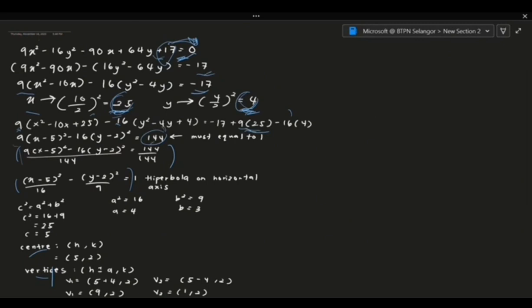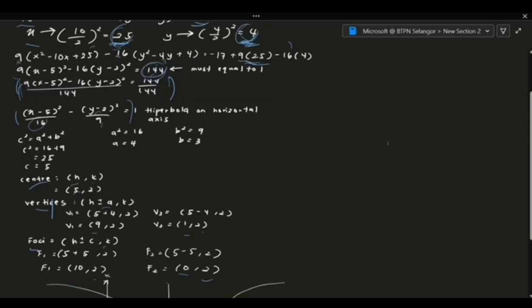But we must ensure that 144 is equal to 1, so we must divide the whole equation by 144, and then we get 9 divided by 144, we will get 1/9, and negative 16 divided by 144, we will get negative 1/9. So after that, now we get the equation, it is one hyperbola on the horizontal axis.